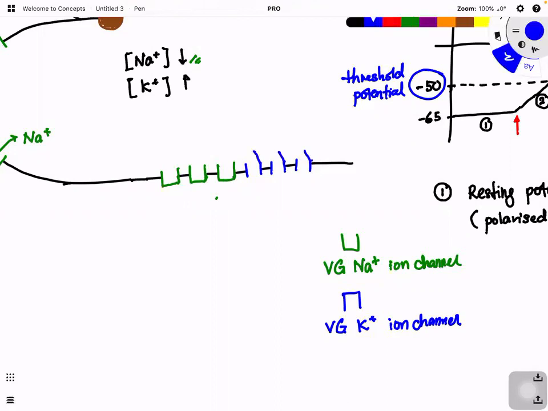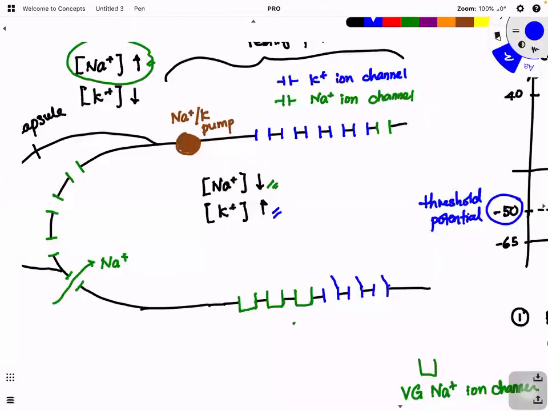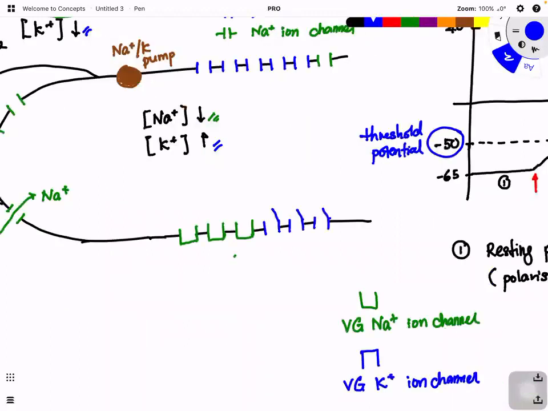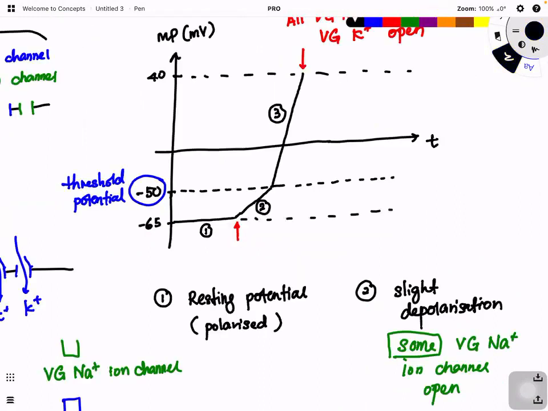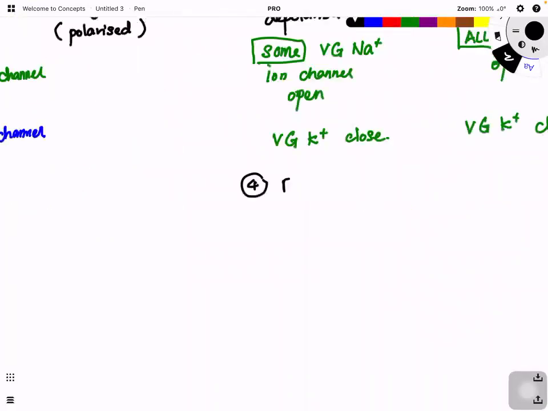Can you see that? When they open, because the concentration of potassium ions inside is higher and outside is lower, K plus now moves out. The rapid movement of K plus out of the neuron decreases the membrane potential. So this is what we call stage number 4. Stage number 4 is termed repolarization.